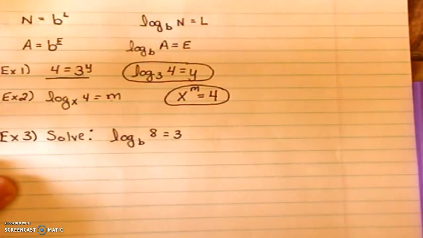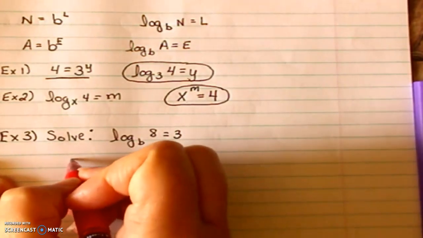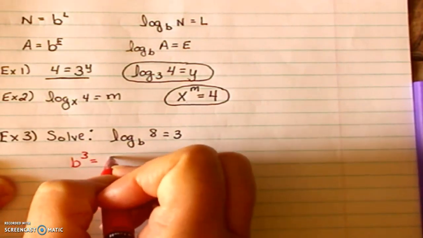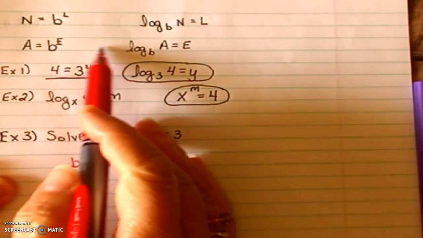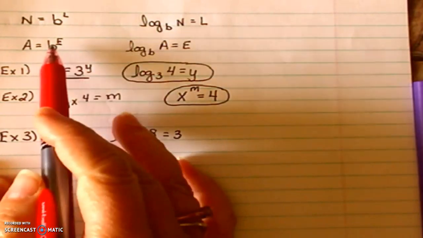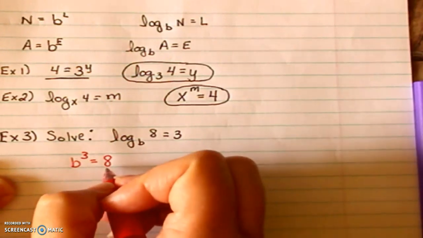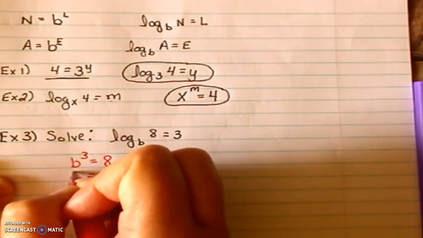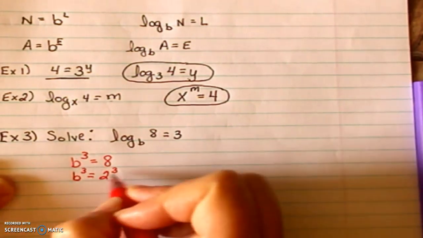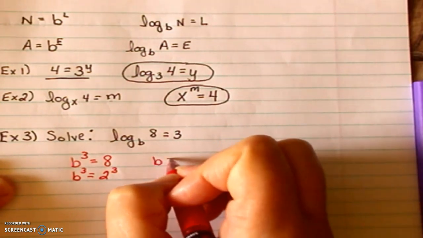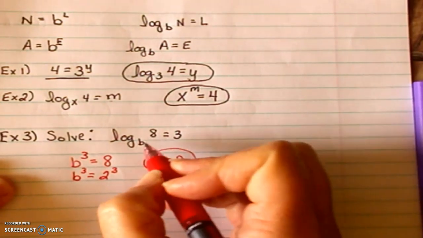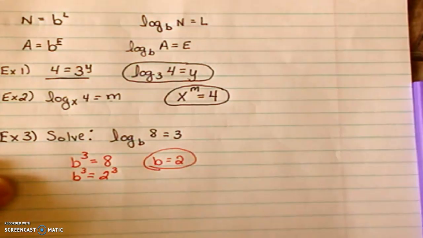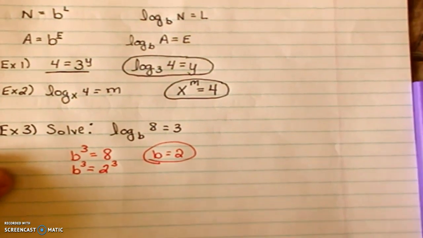So in order to solve this, we could change this into exponential format. So you take your base raised to the exponent is equal to the answer or the argument, just going up here and referring to converting between these two formats. We know that 8 is the same thing as 2 cubed. So that means that b has to have a value of 2. So what number to the third power is equal to 8? That's what that question is asking you. That's all a log is asking you to do.